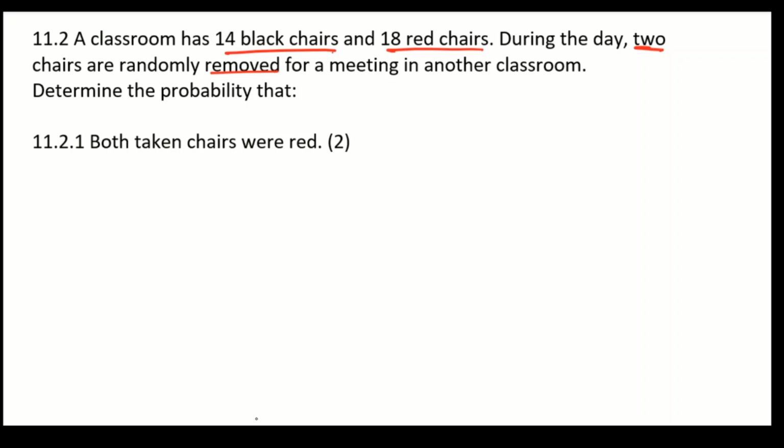So say for example, we have black chairs, 1, 2, I'm not going to write all 14, right? We have these black chairs, and then we have these red chairs, I'm not going to write 18. So what they're saying here is, what's the probability that both taken chairs were red? Remember that they're taking 2 chairs randomly to another class. So now the question says, what's the probability that they're going to take 2 red chairs? So instead of taking black chairs, they're going to take these 2 red chairs. What's the probability of that?